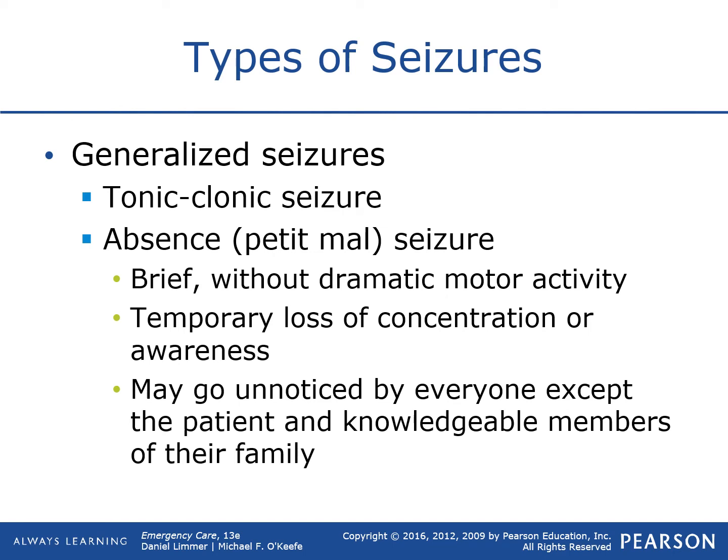A lot of them go unnoticed. Usually the people who can pick up on this are ones who are very knowledgeable about the patient. So family members might say, oh yeah, they had an absent seizure because I've seen this several times. That's how it presents. You see a lot of absent seizures in people with developmental disabilities. So that's where we most commonly see absent seizures happening.